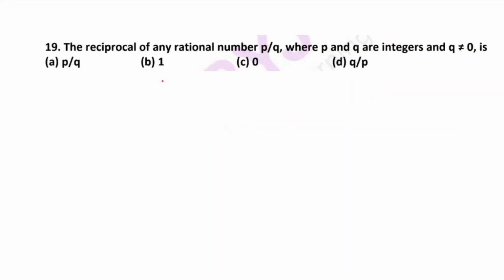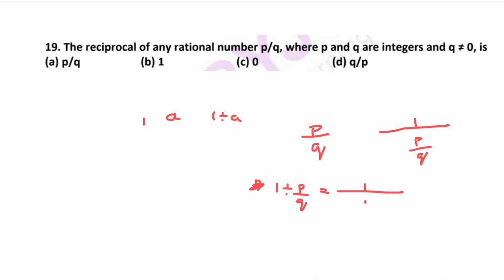Okay. Now read this question and solve the problem. Okay, let us solve this question. The reciprocal of any rational number p by q, where p and q are integers and q is not equal to 0. Okay. Then it is what? P by q, reciprocal of that is 1 divided by p by q. That is the reciprocal of any number. Reciprocal of A is 1 divided by A. Reciprocal of p by q will be 1 divided by p by q.